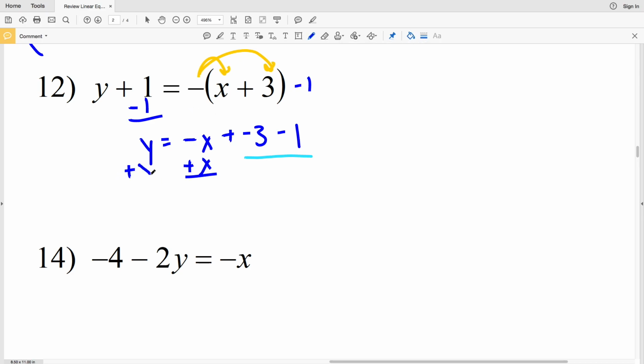So adding x to both sides. Y plus x we can write as x plus y, and that's going to be equal to -3 minus 1, which is -4. A is +1, B is +1, and C is -4. So ax plus by equals c for number 12 is x plus y equals -4.